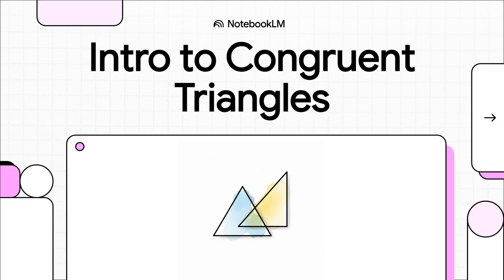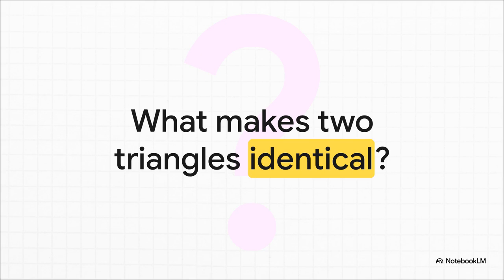Let's get to it. All right, so let's just kick things off with a simple question. When you're looking at two triangles, how can you be absolutely 100% sure they are the exact same shape and the exact same size? What do we actually need to know to say, yep, these are identical?